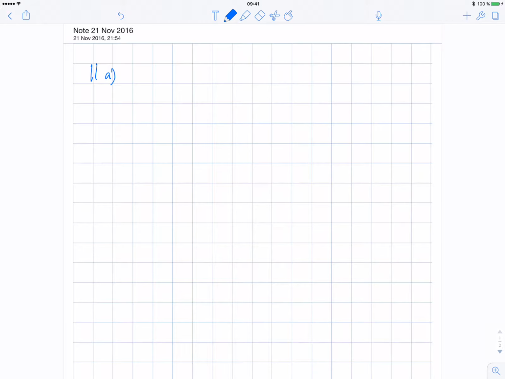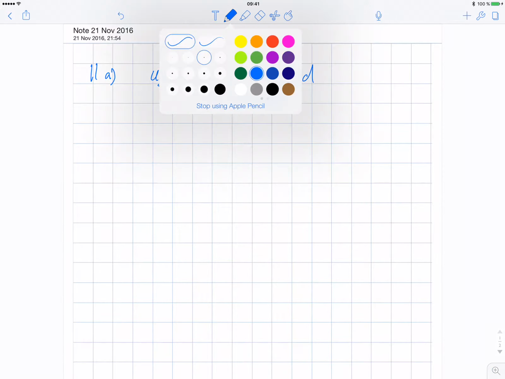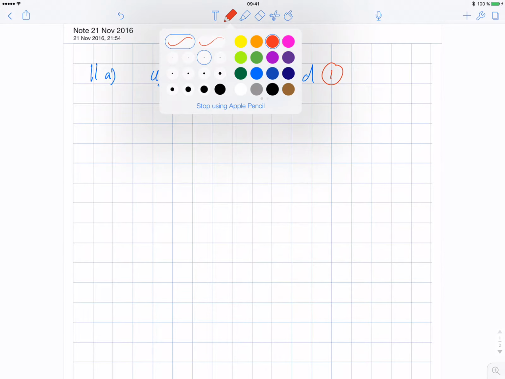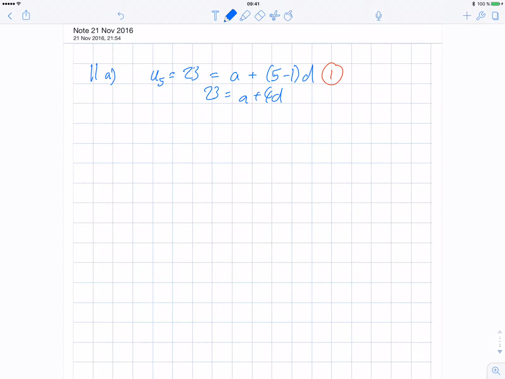So the fifth term, u5, is equal to 23, which is equal to a plus n minus 1, so n is 5, minus 1 times d. So 23 is equal to a plus 4d. That is equation number 1. And then we look at getting the second equation because there are two unknowns, a and d. Equation 1 is down here.